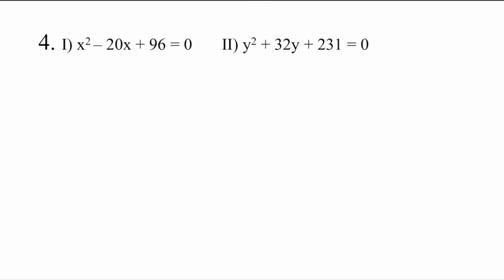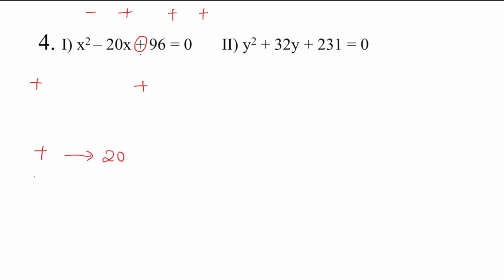So the first equation is x square minus 20x plus 96 is equal to 0. We have minus and plus in the equation, so roots will be what? Plus and plus. Okay. Now the second symbol is what? Plus.